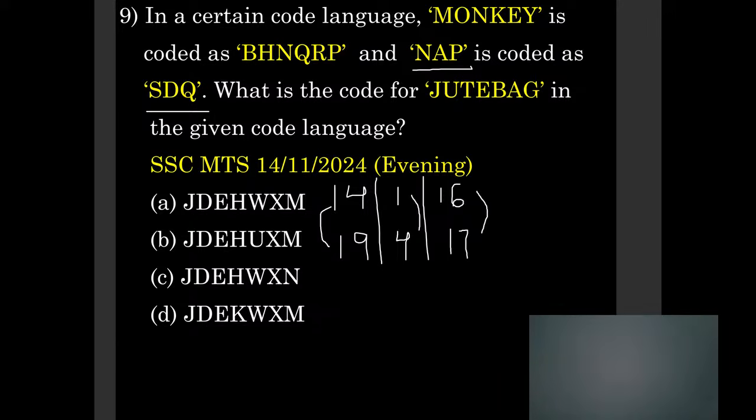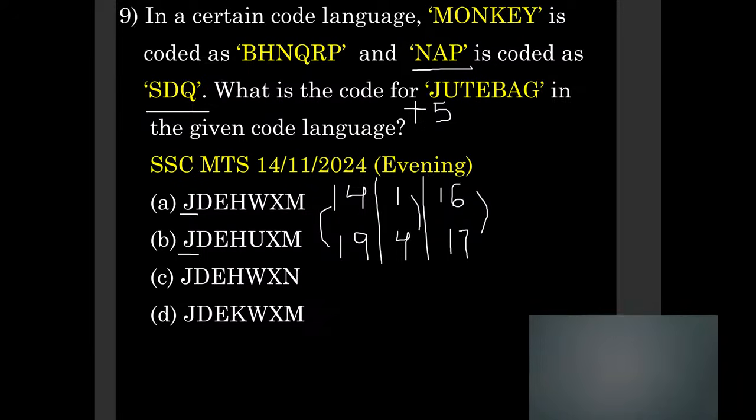But otherwise, if you find, okay, let us go with this. So first it is 14 and 19, they added 5. Let us do the same thing here. We have J plus 5. J plus 5 means definitely we should not have J in our options in the first letter. But we have J in the first letter in each and every option. So it means that is not the logic.